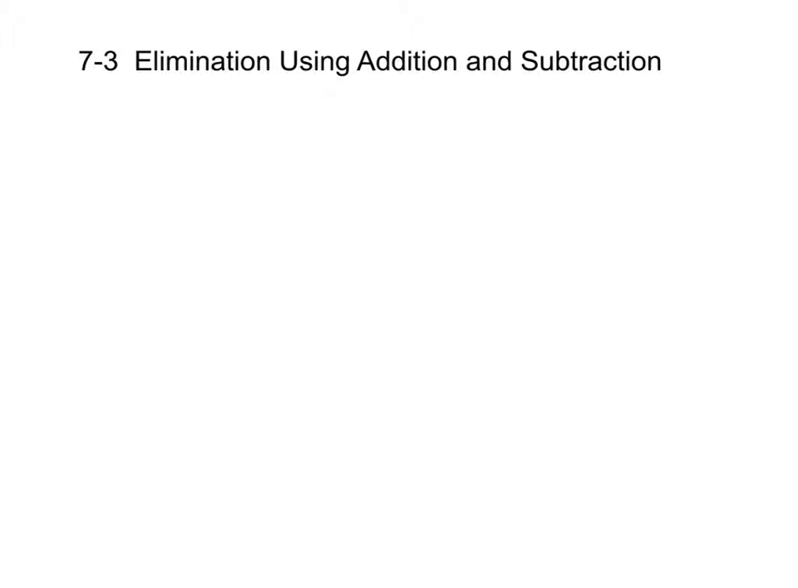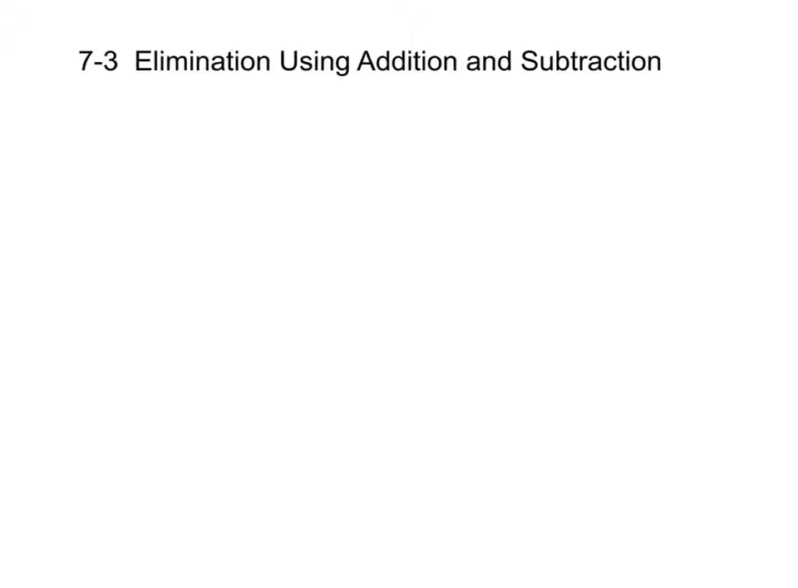Okay, so today the lesson is 7.3. We're learning about elimination using addition and subtraction. So we've learned two different ways so far to solve systems of equations. We've learned the graphing method and we've learned the substitution method. Now we're learning the elimination method using addition and subtraction.